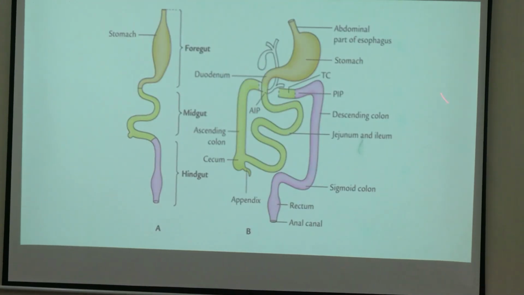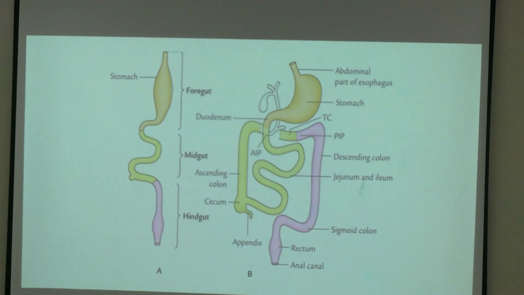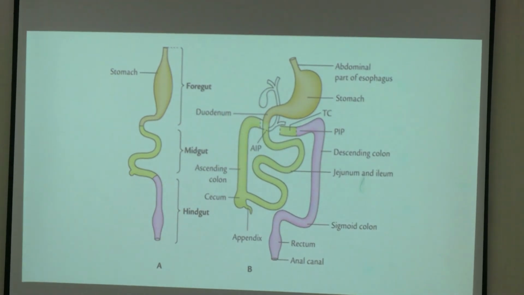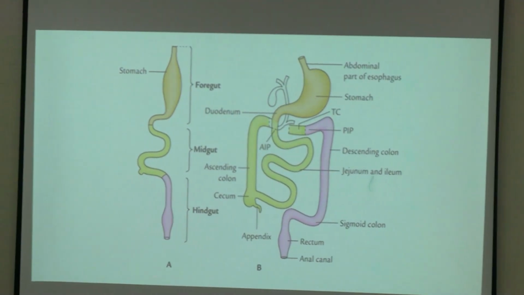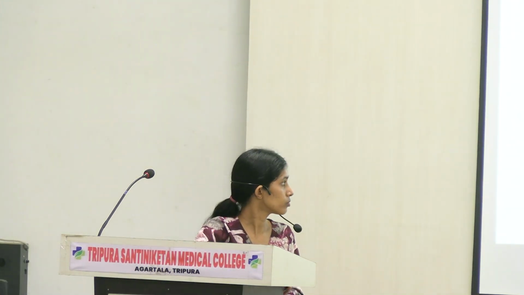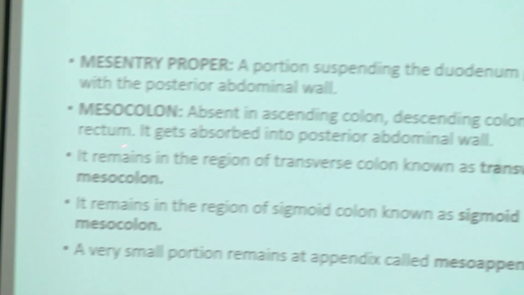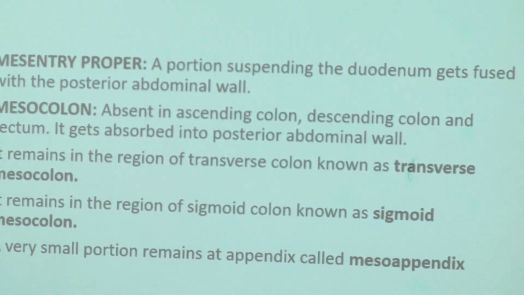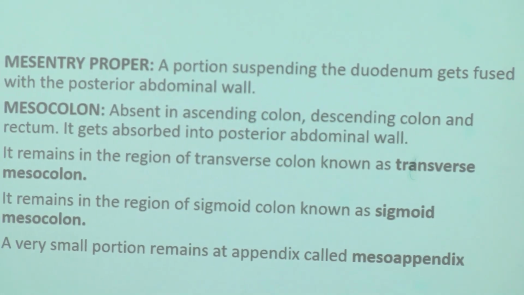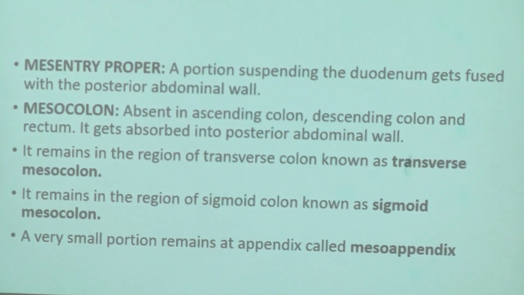And the last remaining part is mesocolon. What is going to happen in the mesocolon? Where can we see the presence of mesocolon? In the sigmoid colon region, the transverse colon region and the appendix part. That is called mesoappendix. Where is it absent? Ascending colon, descending colon, and also the rectum region. So is it clear for everyone? Any doubts in the mesentery?